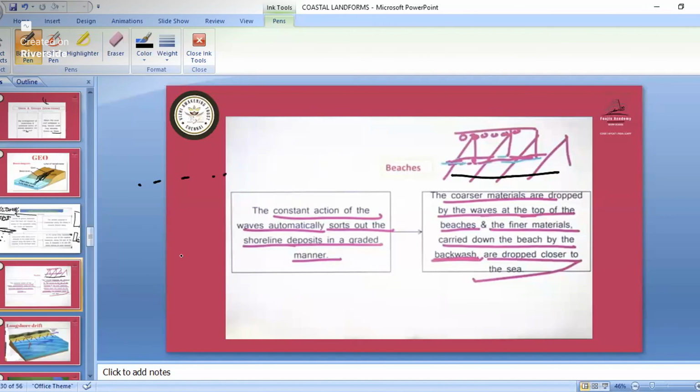See here, in this diagram you can understand better. This is the ocean water. Now water is flowing this way. Okay. Water is flowing. Now this swash is strong. It is taking all those materials here.